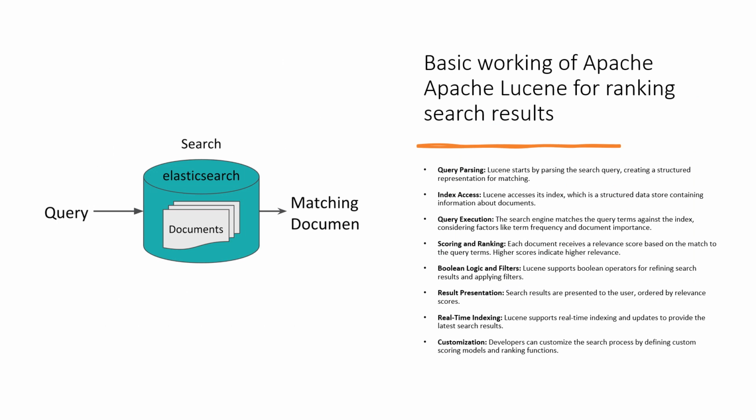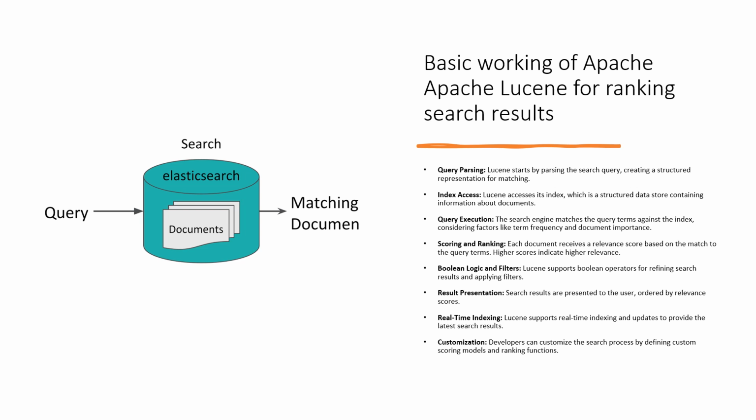Now, as we move forward in our presentation, let's discuss the basic working principles used in Apache Lucene. The process starts with query parsing, which involves the creation of structured representations for matching and executing the query against the contents of the documents that we provide. And it uses some important factors like term frequency and document importance factors, etc.